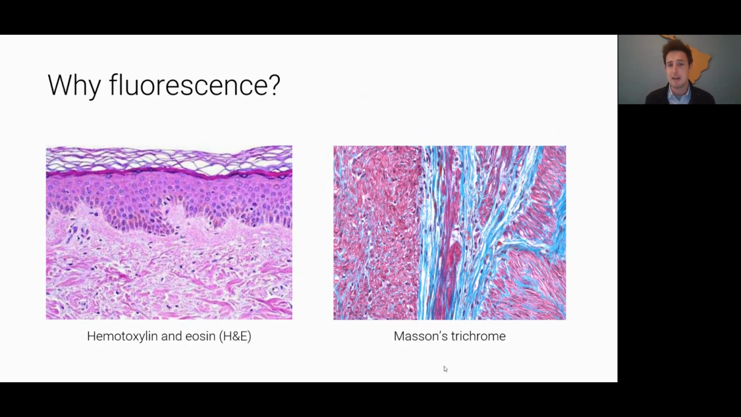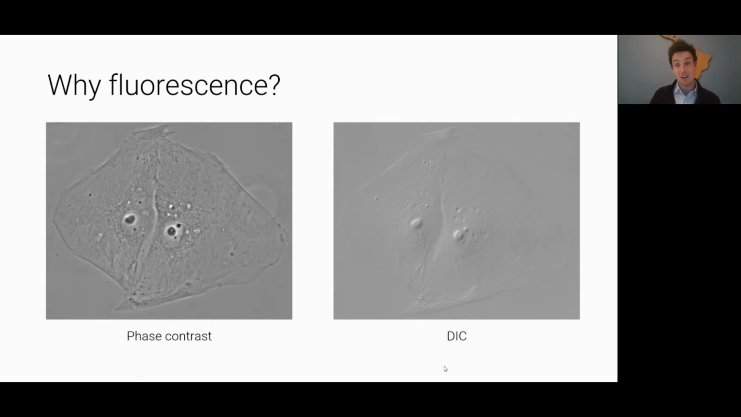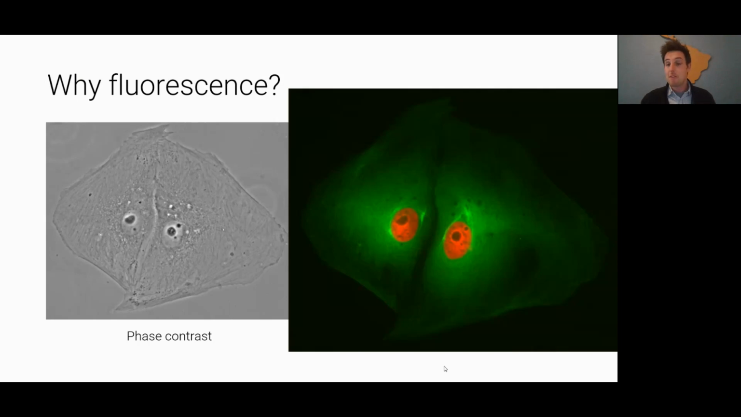They often require fixing the cells in specific ways, and they're limited in terms of their sensitivity and their specificity. We do need to stain our samples though, because if you just look at cells under a microscope, there isn't terribly much detail there. But if you look at a fluorescence image, for example, you can see how we really get great signal and a very specific signal as well.